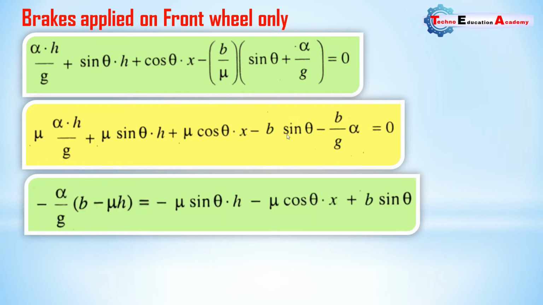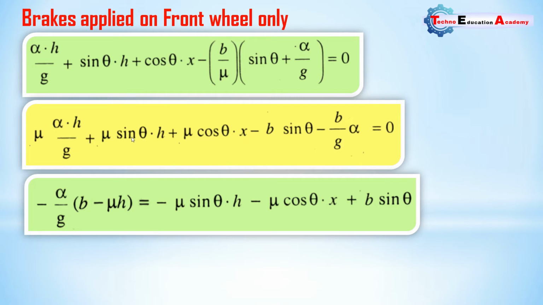Here you can see that alpha upon g is a common term. So minus alpha upon g equal to in bracket b minus mu h. Whenever we multiply minus alpha upon g with b, we are getting this term, and minus minus plus, then we are getting this term.